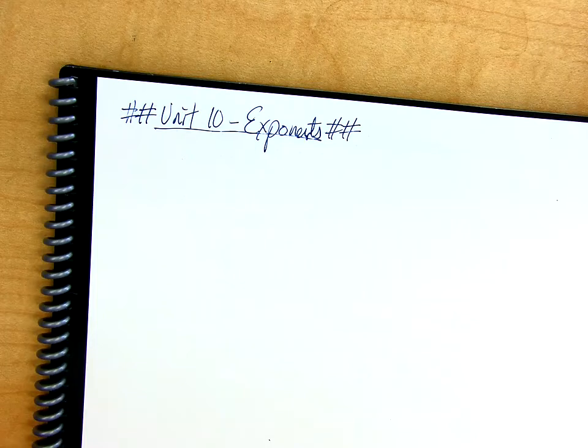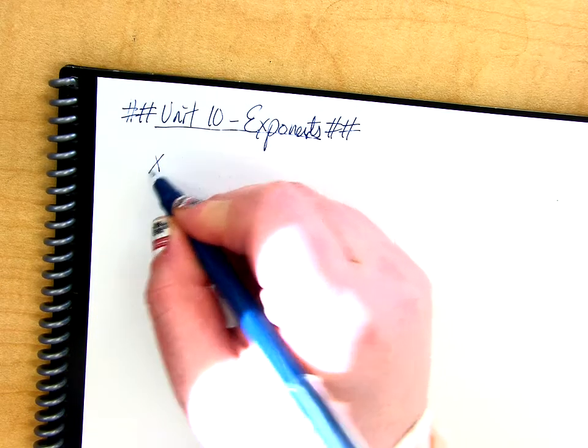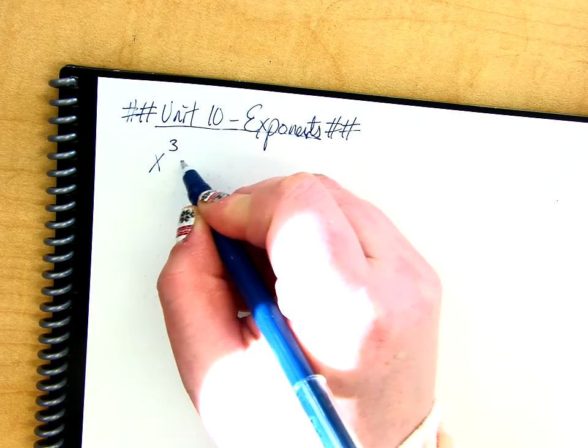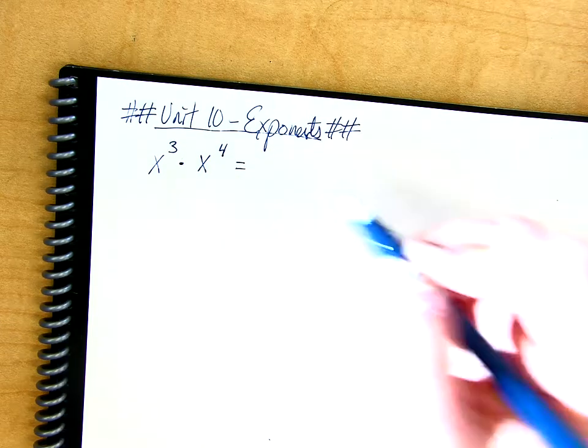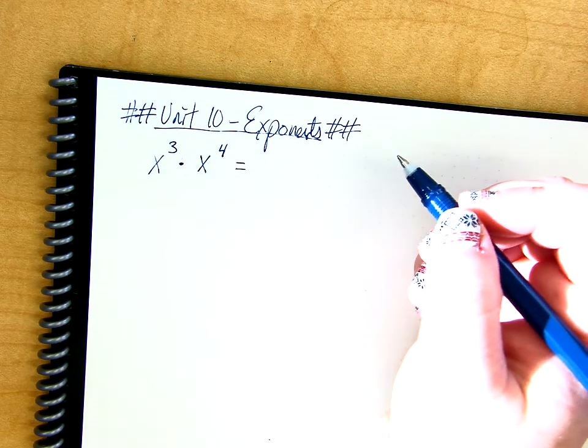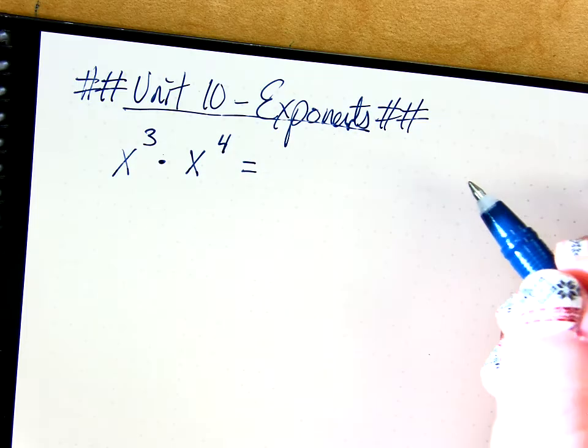So we are recapping the entire unit on exponents real fast. Let's see what you remember. What do I do when I want to multiply two numbers that have the same base but different exponents? You add those exponents together. So that ends up with x to the 7th.